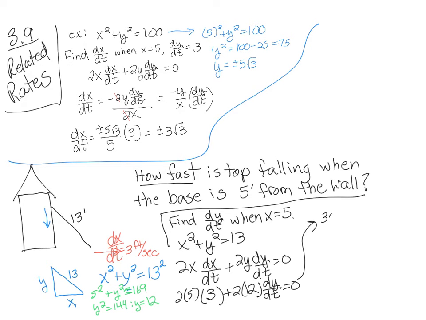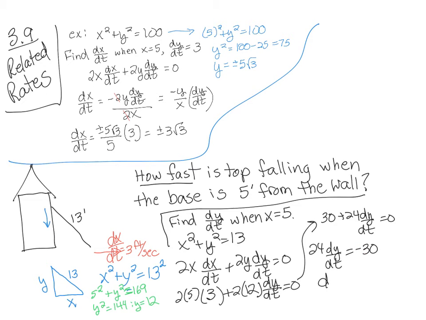So we have 30 plus 24 times the thing we're solving for equals 0. 24 dy dt equals negative 30. Wait a second. How can that be negative? Are you okay with it being negative? Well, let's look at the situation. We're finding how fast the ladder is falling. We're finding the change in y. Isn't it going down? So y is getting smaller. It's decreasing. So your derivative would have to be negative, right?